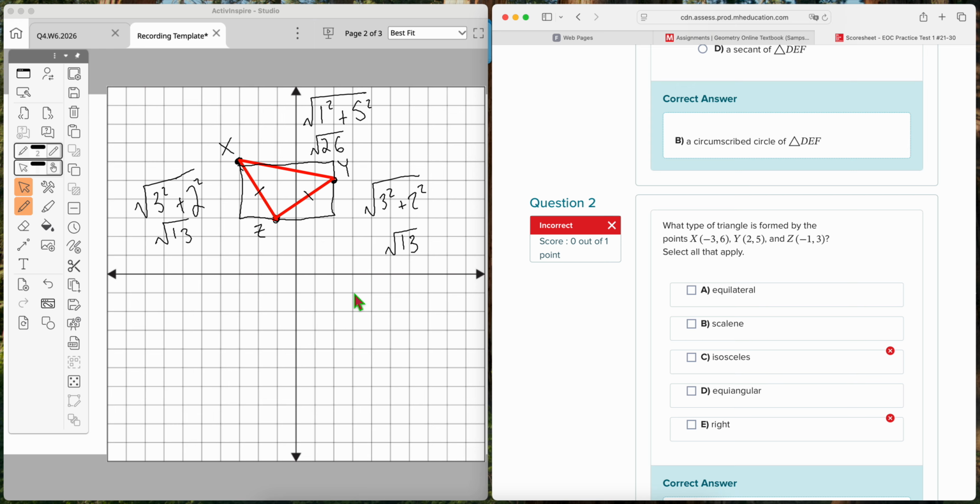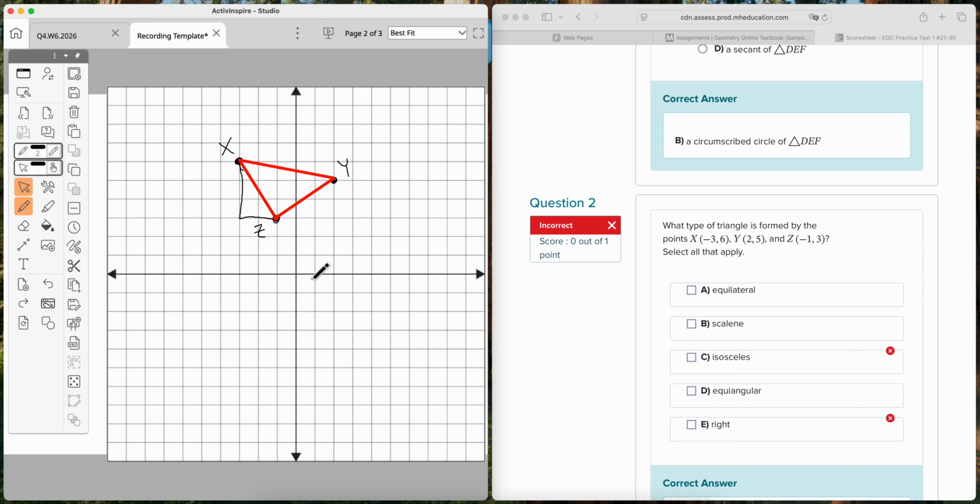Now we're going to look at the slope of each of these lines to find out if it's a right triangle or not. Equiangular would just, if it was equilateral, it would automatically be equiangular. It couldn't be equiangular if it's not equilateral. I don't believe that would be possible.